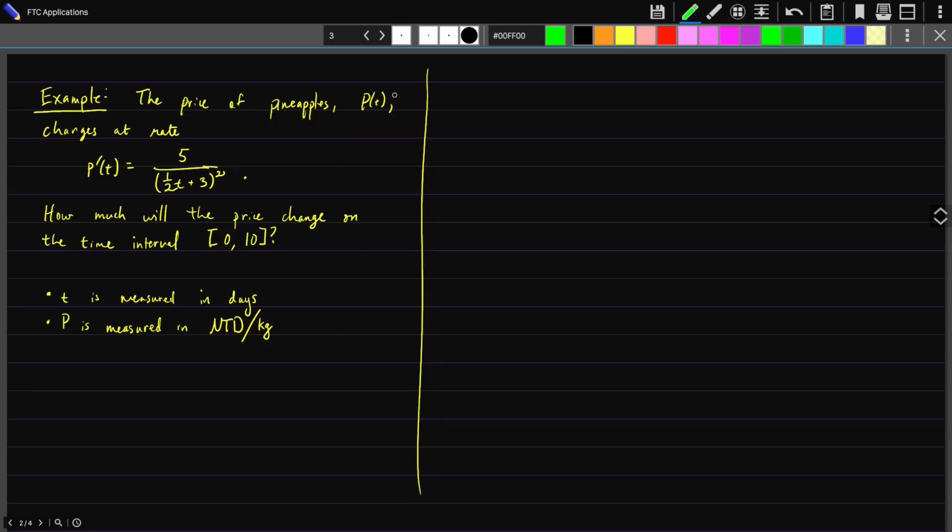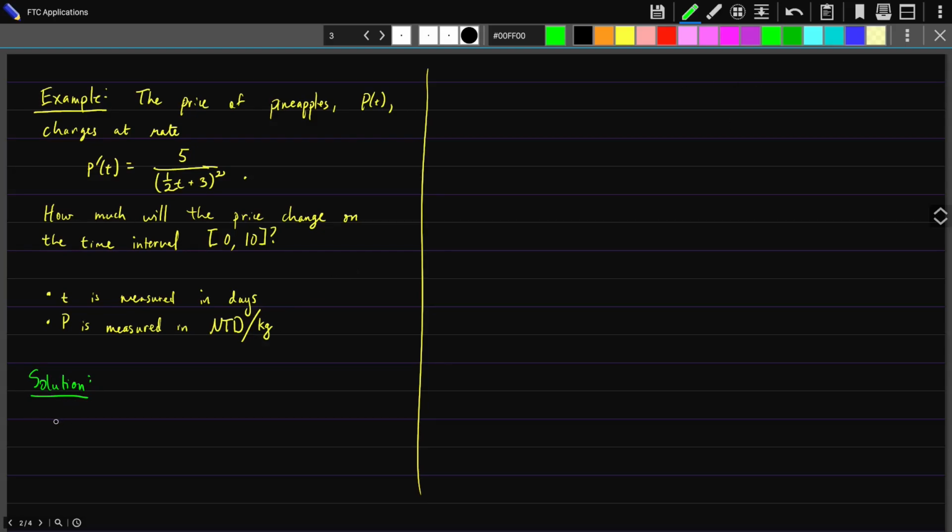So the example says that the price of pineapples, which is given by some function p of t, changes at a rate of p prime of t equals 5 over (1/2 t plus 3), the quantity squared. And it's asking me how much will the price change on the time interval from 0 to 10, where t is measured in days and p is measured in New Taiwan dollars per kilogram.